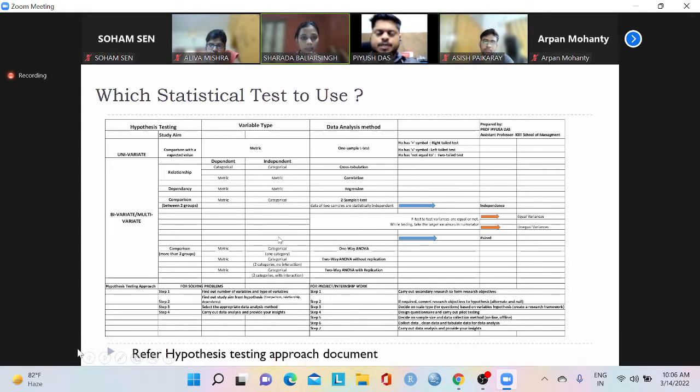Sir, if the dependent is categorical and independent is metric, then which type of test are we going to do? What do you want to find out? So here we have only three combinations, metric and categorical for dependent and independent. And if we have categorical as dependent and metric as independent, which type of test are we going to use? But again, you have to tell what your research objective is. Your type of test will depend upon your research objective. Is it for comparison? Is it for relationship? What do you want to find out?